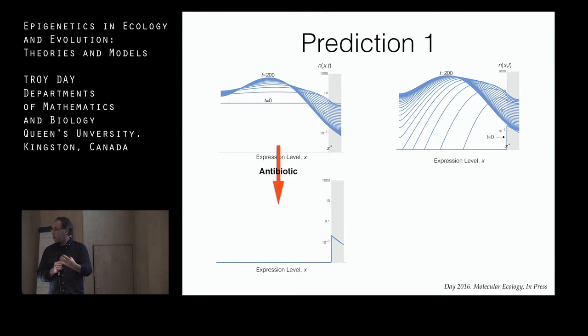They come out of their persister dormant cell state. And eventually you reconstitute a population that was identical to what it was before, so that when I apply the antibiotic, I get the very same kill curve that I had before.